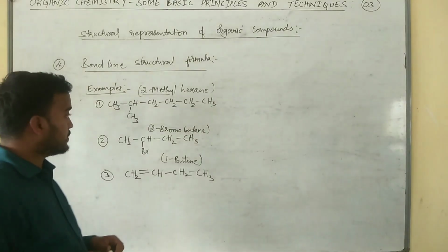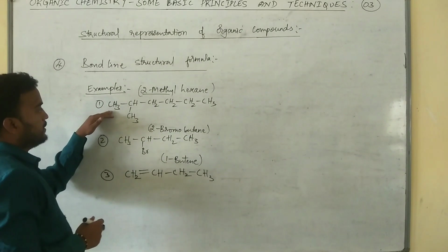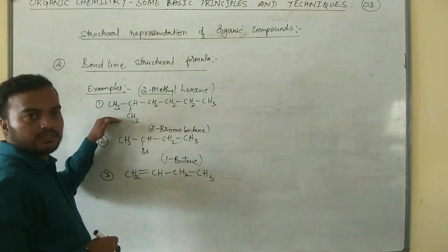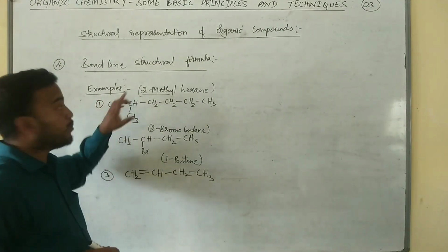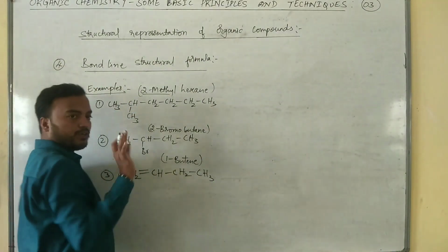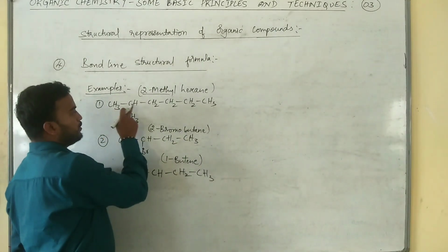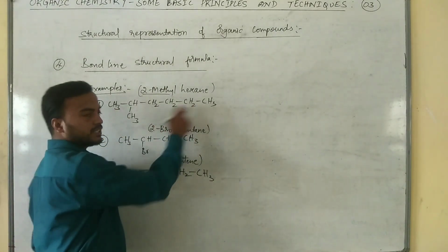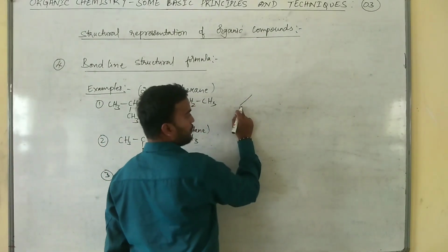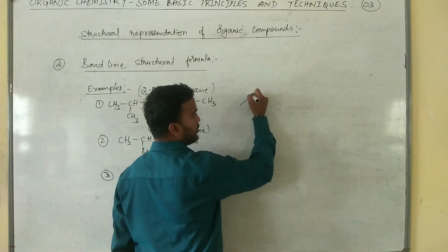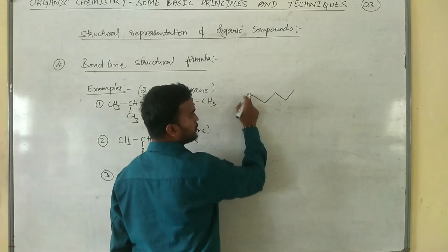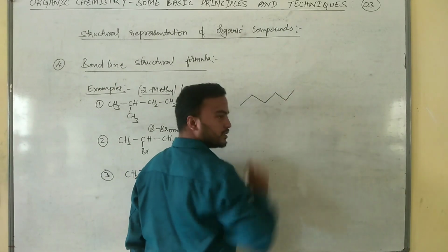Let's see some examples. 2-methyl hexane. The formula is given. For this compound we have to write the bond line formula. First check the number of carbon atoms: 1 2 3 4 5 6. So 6 carbon atoms are there. So the bond line formula: 1 2 3 4 5 6.